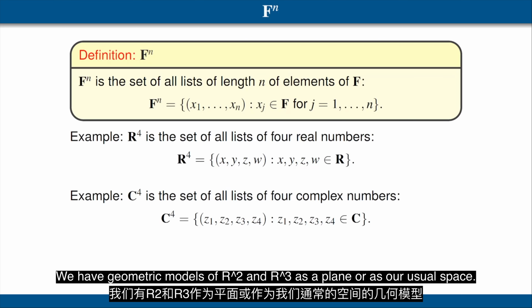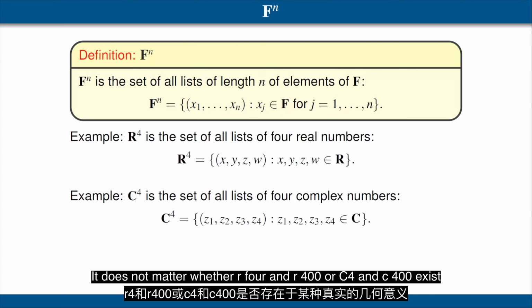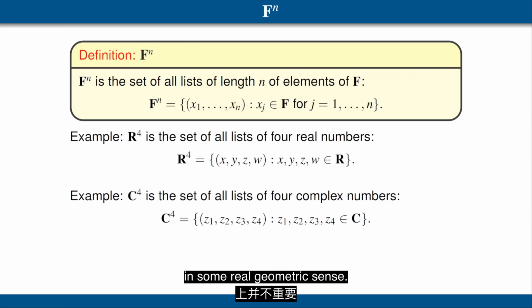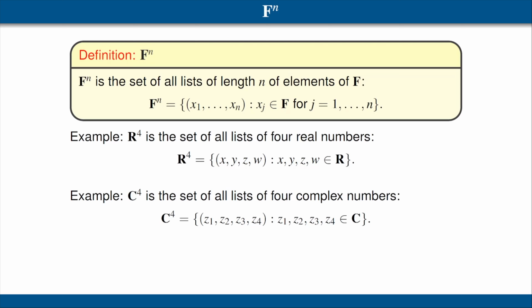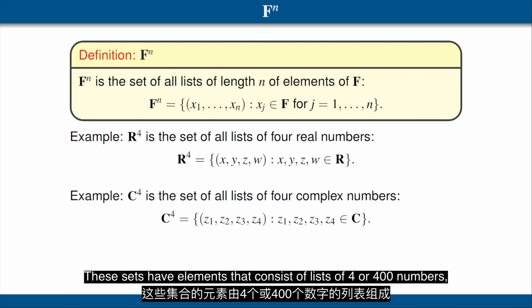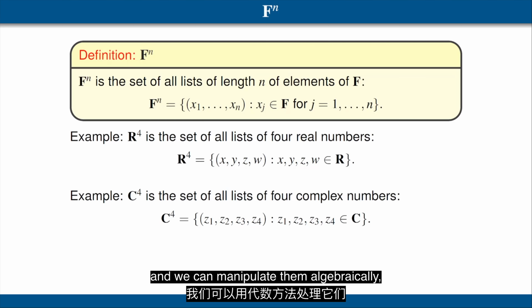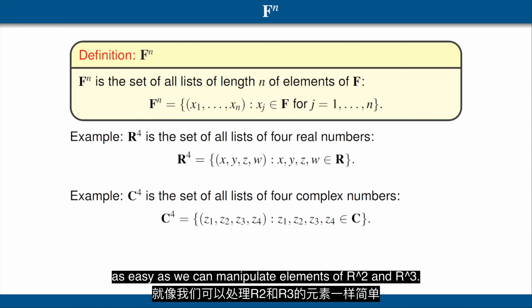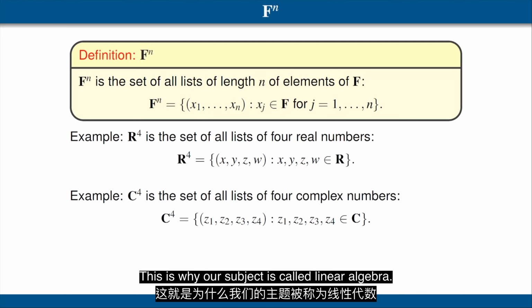We have geometric models of R2 and R3 as a plane or as our usual space. It does not matter whether R4 and R400 or C4 and C400 exist in some real geometric sense. These sets have elements that consist of lists of 4 or 400 numbers, and we can manipulate them algebraically as easily as we can manipulate elements of R2 and R3. This is why our subject is called linear algebra.